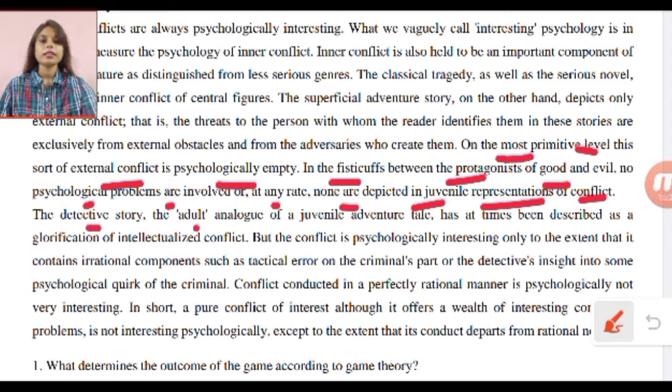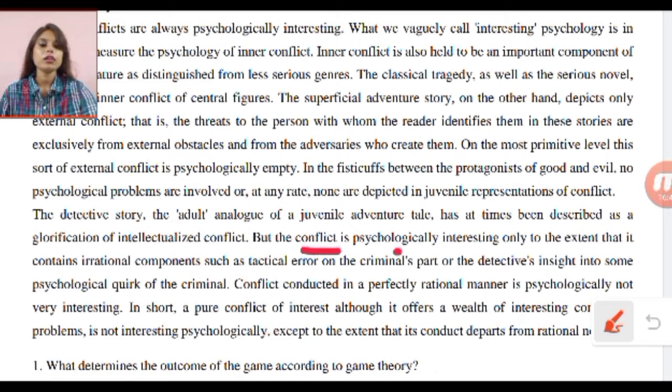Next, the detective story, the adult analog of a juvenile adventure tale, has at times been described as a glorification of intellectualized conflict. So they're again coming back to the detective story as the adult analog of a juvenile adventure tale. They are talking about a juvenile adventure tale, basically about a person below the age of 18 who has committed a crime. They are talking about the juvenile committing crimes because of the intellectualized conflict going on in his mind. They are terming the conflict intellectualized, meaning something quite intelligent, witty and wise.